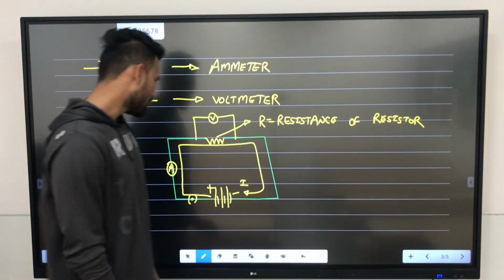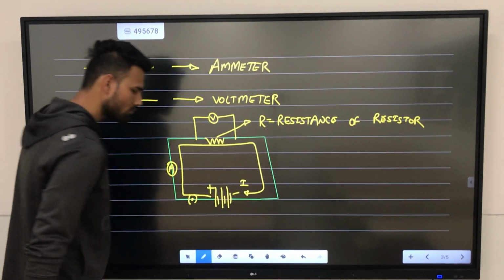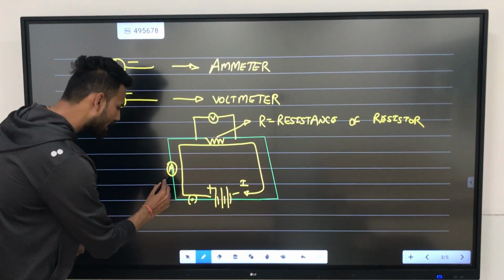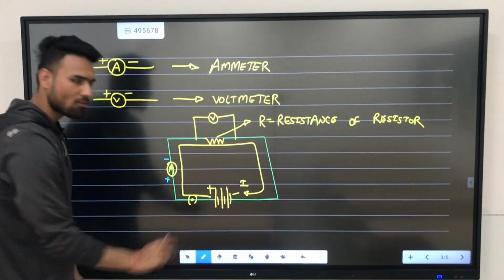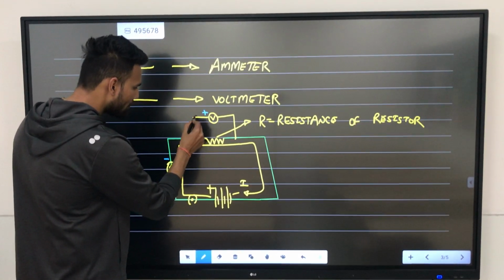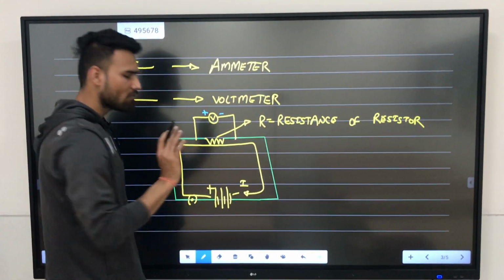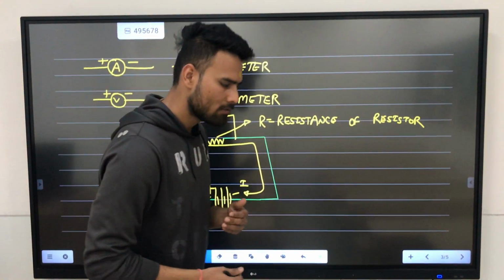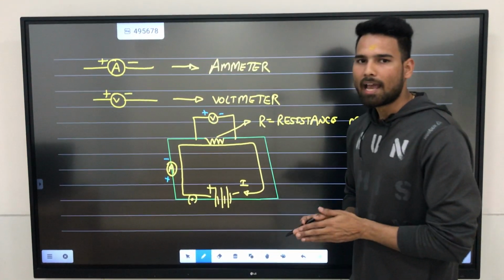Talking about the ammeter, we have to note down its polarity. The positive terminal of the ammeter will be connected to the positive terminal of the battery. The negative terminal of the ammeter will be connected to the negative terminal of the battery. The same goes for the voltmeter also. The positive terminal of the voltmeter will be connected to the positive terminal of the battery. The negative terminal of the voltmeter will be connected to the negative terminal of the battery. Now, why is it so? Why are we doing it like this? To maintain the flow of current. To maintain the flow of current, we fix our ammeter and voltmeter in this particular alignment.